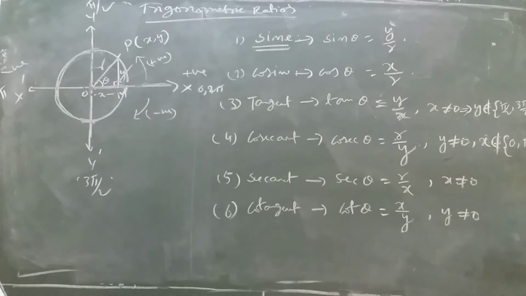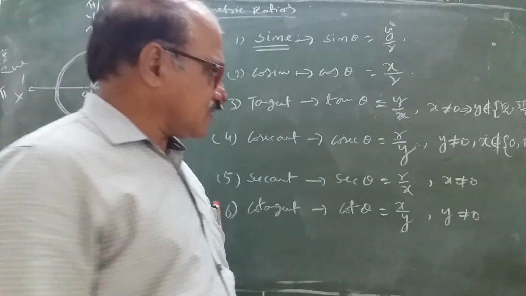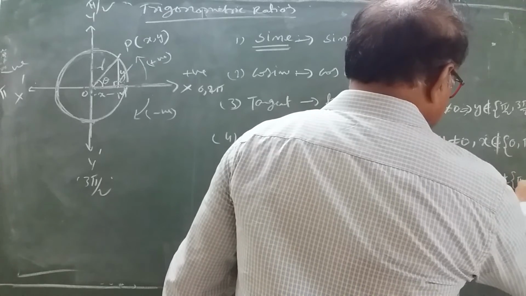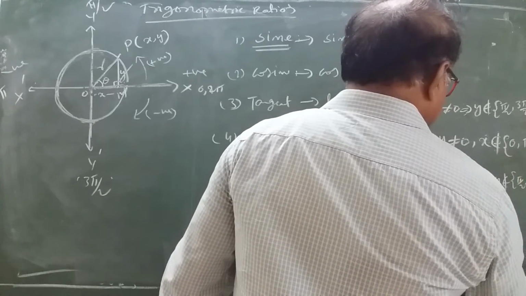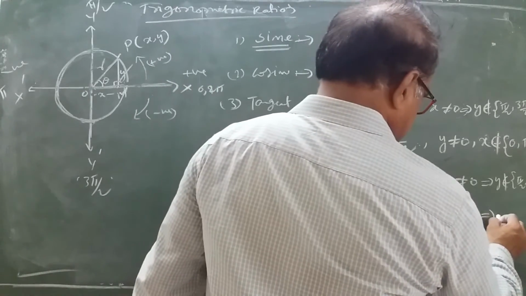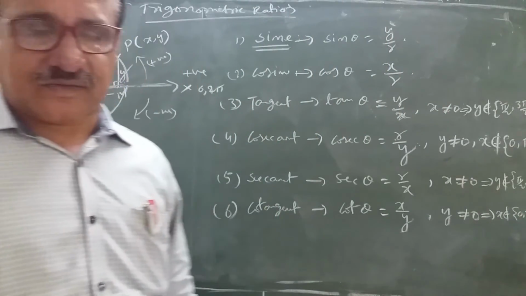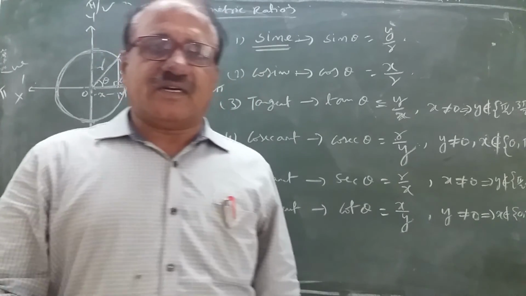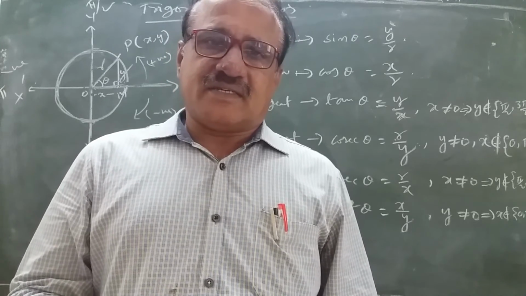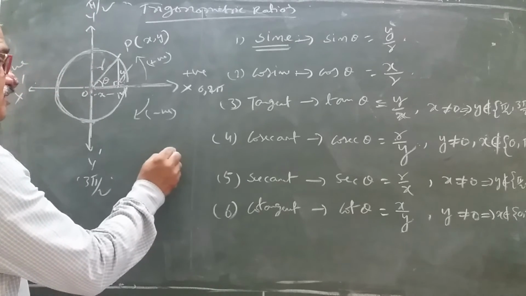Similarly, secant is the ratio r by x. Same process, x is not equal to 0. That implies theta does not belong to pi by 2 or 3 pi by 2. Okay, these are the definitions of sine, cos, tan, secant, cosecant, cot. In another way, you can explain them in lower classes by using the Pythagoras theorem.